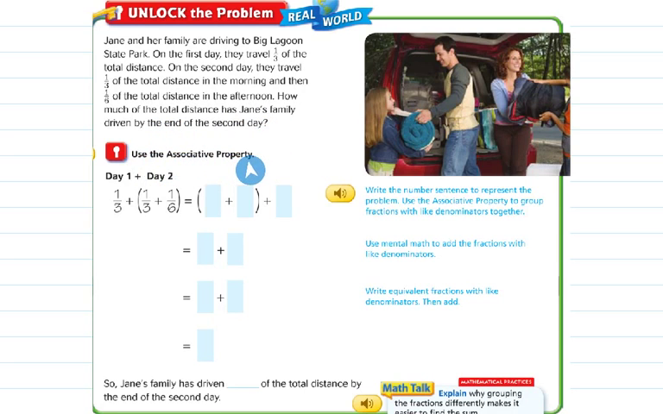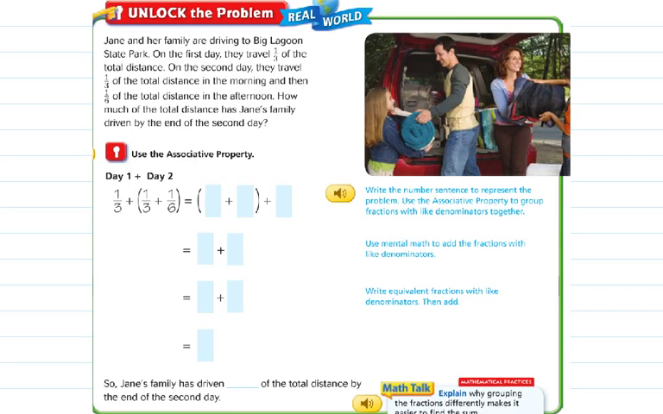So we're going to use the associative property here to help us start solving the problem. So day 1 and day 2, we're going to add them together. So it says we want to write the number sentence to represent the problem. Use the associative property to group the fractions with the like denominators together.